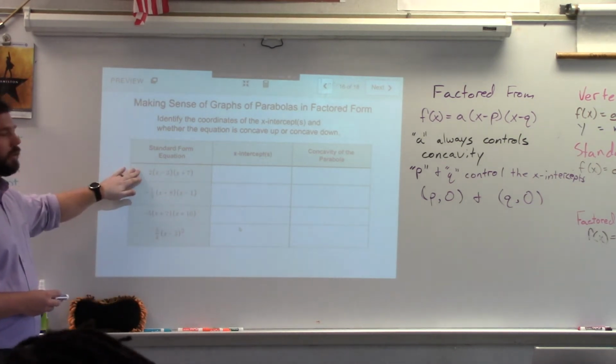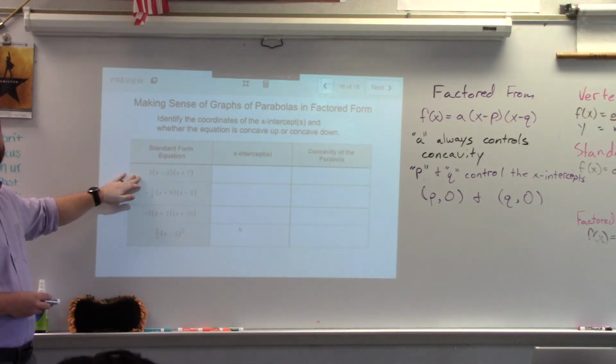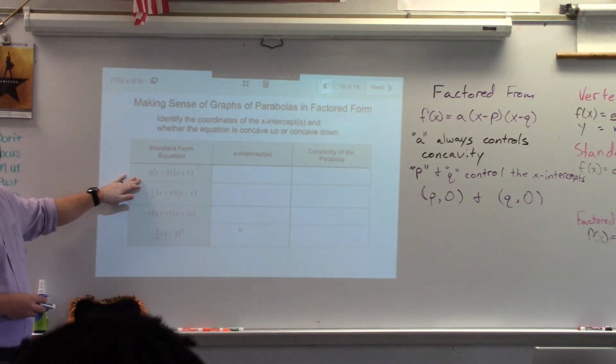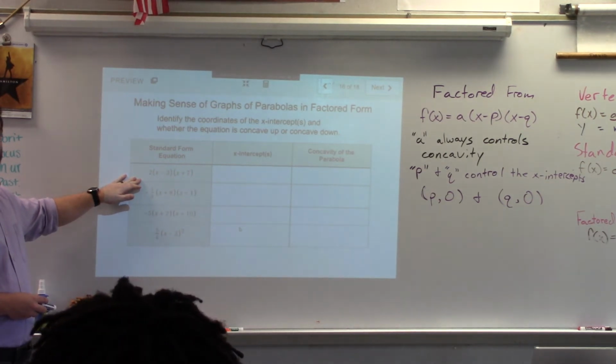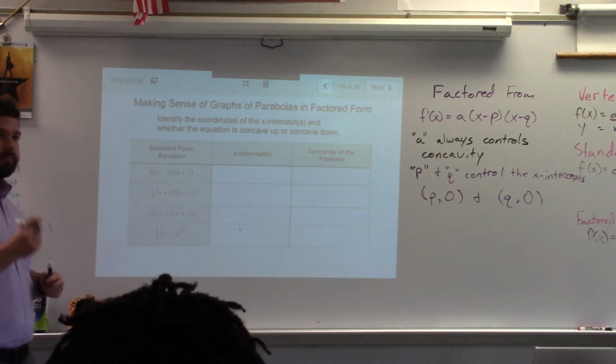This first one here, what do you think the concavity would be? Concave up. Thumbs up if you agree, concave up. Alright. RJ, give me one reason why you think it's concave up. Positive. What's positive?